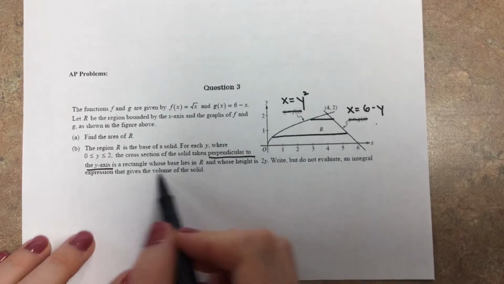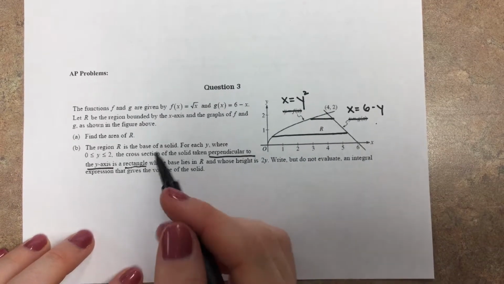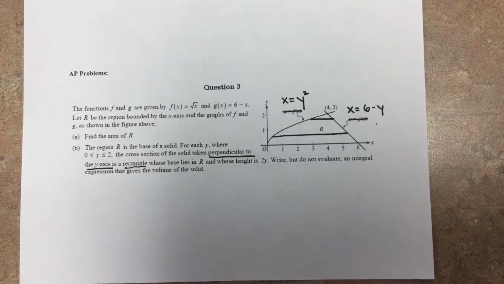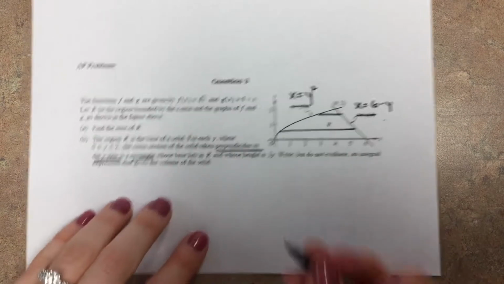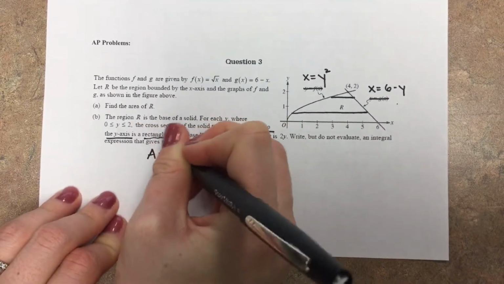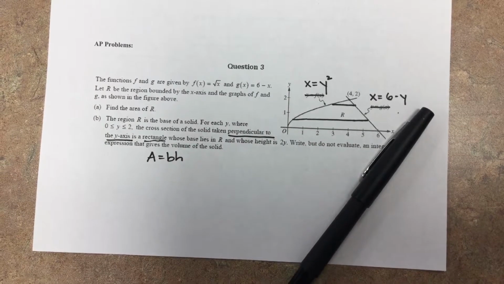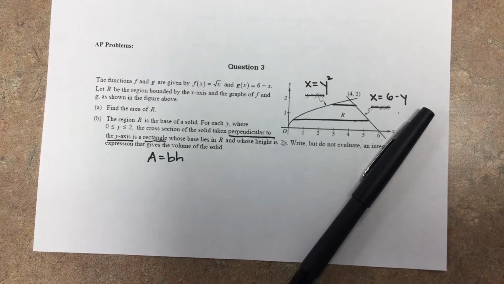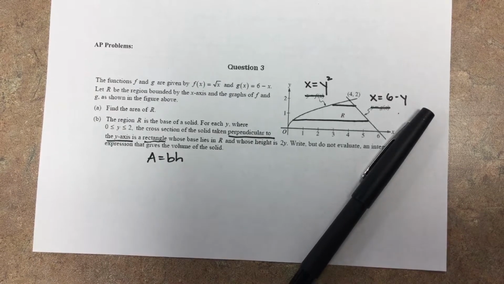So let's go now to the actual cross section. So it's a rectangle. As soon as you see the shape, I want you writing down, what's my geometry 101 formula for this? So what is the area of a rectangle? Base times height. Good. So just start with that, and then we'll worry about how to sub everything in. Eventually our area function is going to have to be all in terms of y, because our integrand formula needs to be all in terms of y.